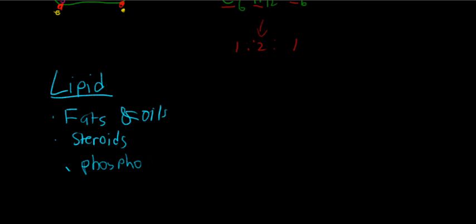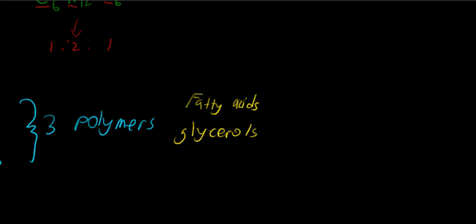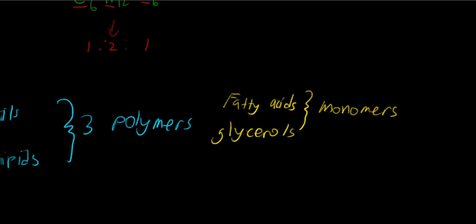And these are the different polymers of lipids. There are three types of polymers, and the monomers are actually two things. We have the fatty acids, and then we have the glycerols. These are the monomers. So what else can we do with fatty acids and glycerols?